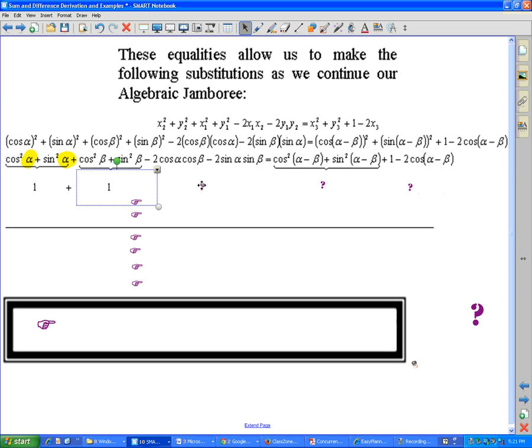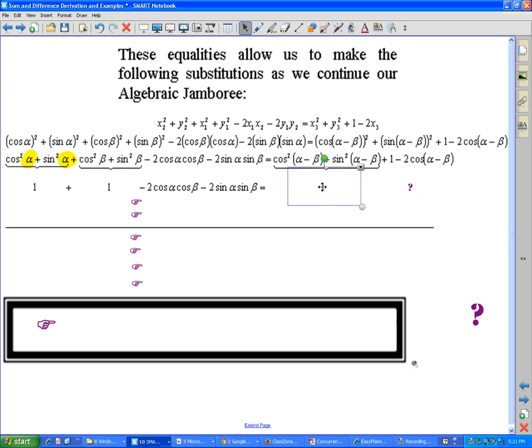Okay, these guys right here, not much you can really do there. All right, we'll have to leave that alone for now. Here's another one though. Even though alpha minus beta is not a pretty angle, it's the same angle, so cosine squared plus sine squared is still 1.